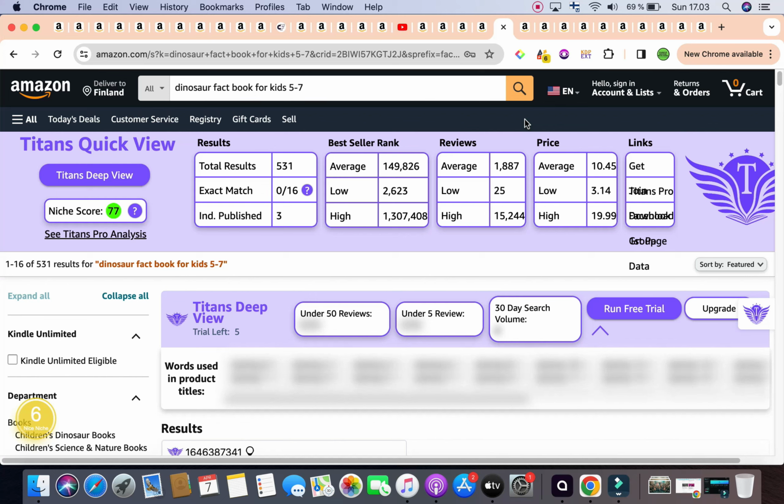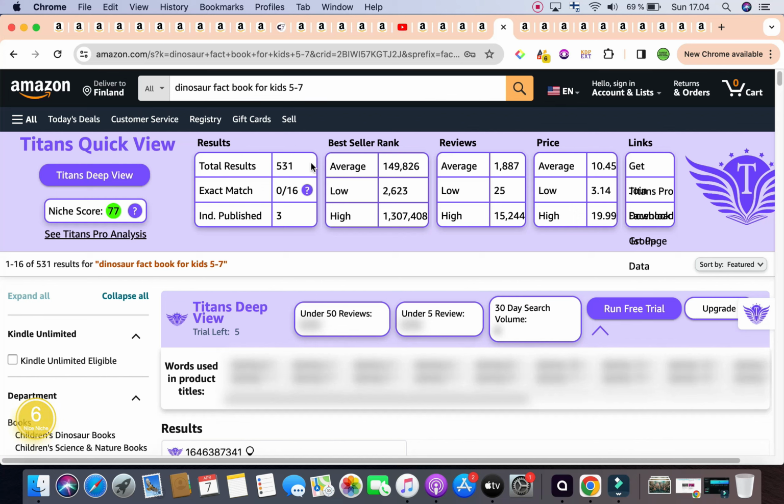First of all, we have a really strong keyword niche score by self-publishing Titan's Chrome extension that they've managed to give us a 77 green light, solid and strong, ready to go. Also, Amazon's Scout Pro has given us a number 6 when it comes to the keyword niche score, categorizing this wonderful keyword as a nice niche.